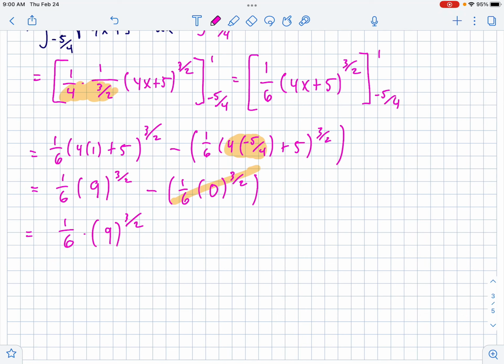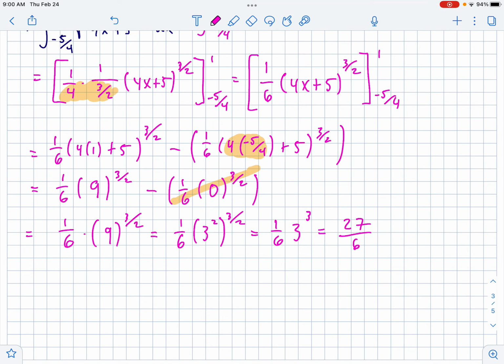Now, you might be looking at that and being like, Mr. Jolly, how on earth am I going to do 9 to the 3/2 without a calculator? Remember or recognize that 9 is a hot number. It's 3 squared. So you can rewrite this as 1/6 times 3 squared to the 3/2. And then power of a power, you multiply. So this becomes 3 to the cube because the 2's cancel out. So this becomes 27 over 6.